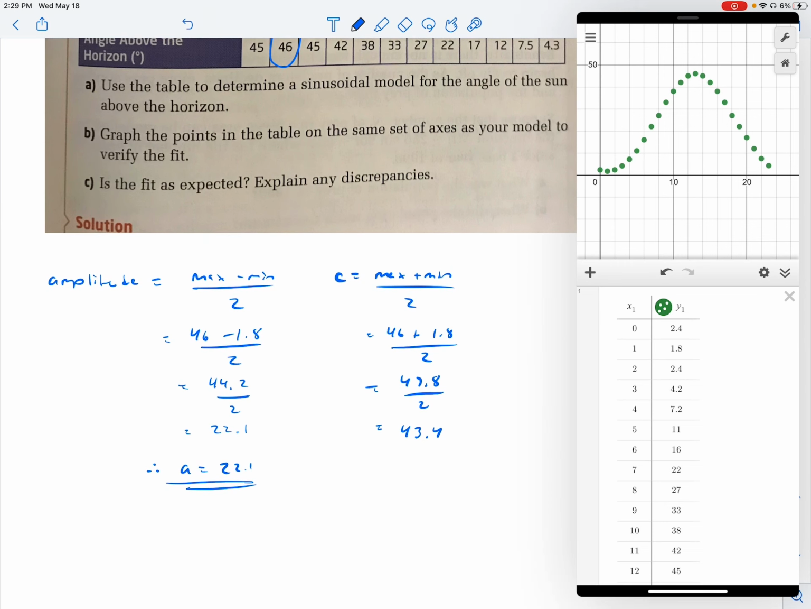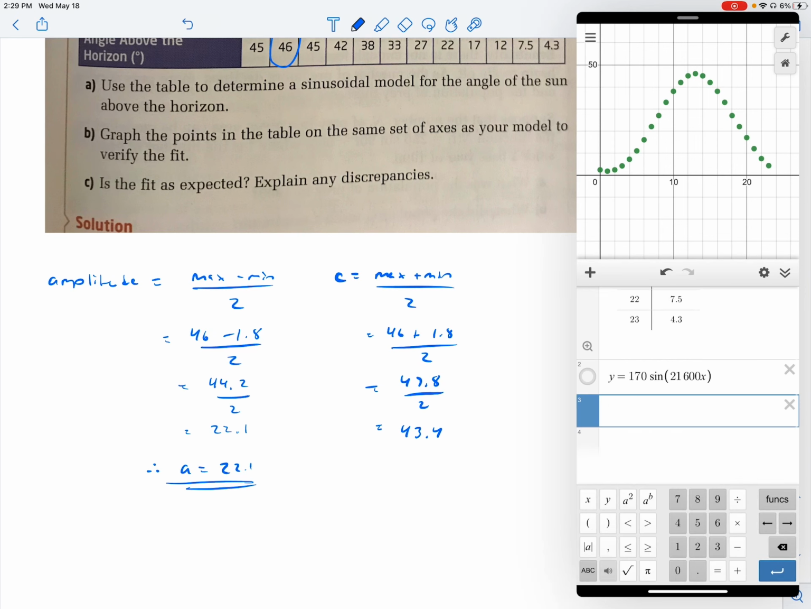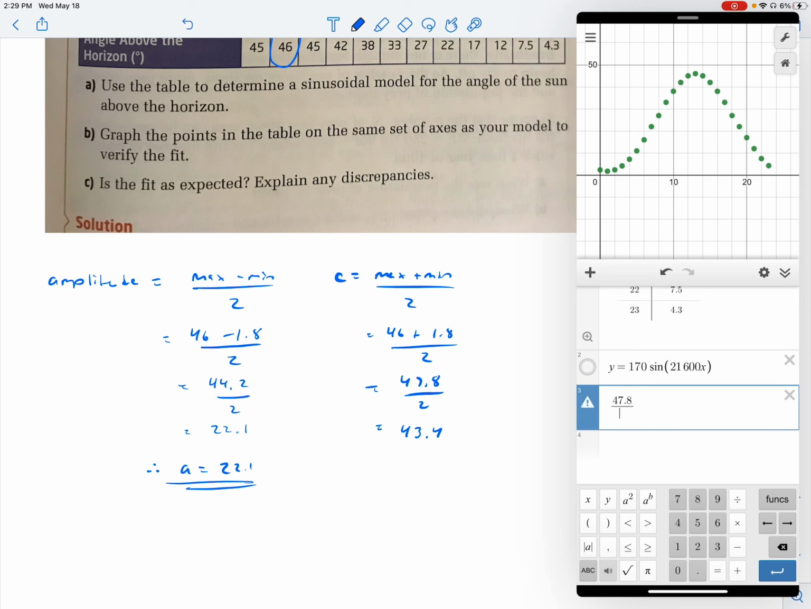Okay, let me double check that. 47.8, I think it's actually a little bit more. Divide by 2. Oh yeah, I don't know what I was thinking there. That's 23.9. Okay, that makes a lot more sense. So therefore C is equal to 23.9.